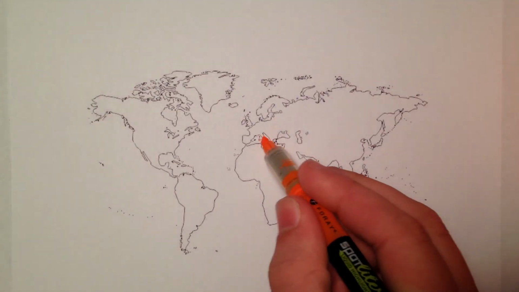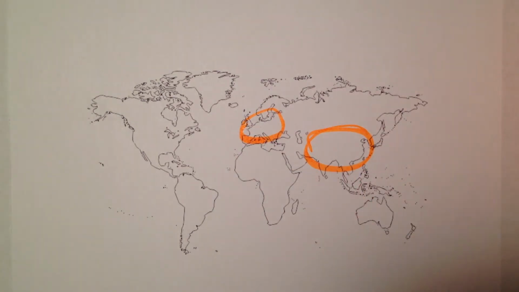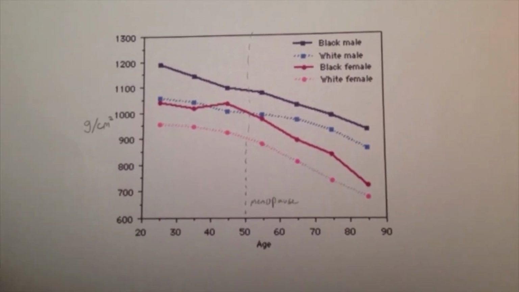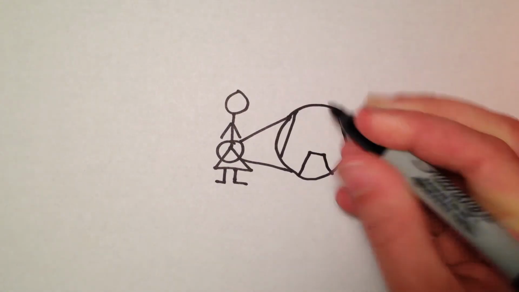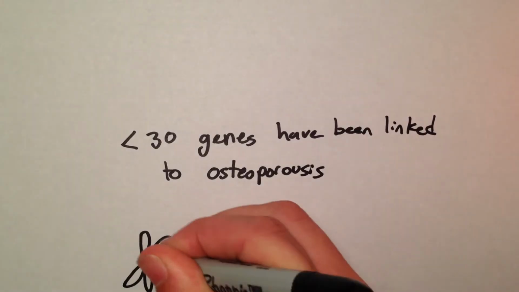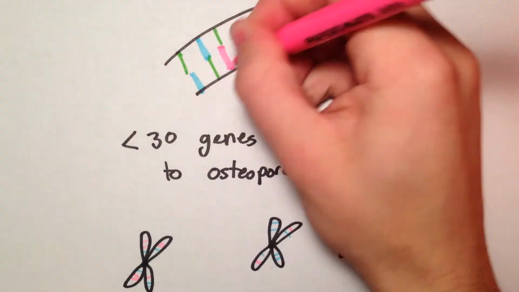People of European or Asian ancestry are especially susceptible to osteoporosis. Age is another main factor. Older people are much more likely to exhibit signs of osteoporosis, especially postmenopausal women. More than 30 genes are associated with the development of osteoporosis. It is highly inheritable as a result.